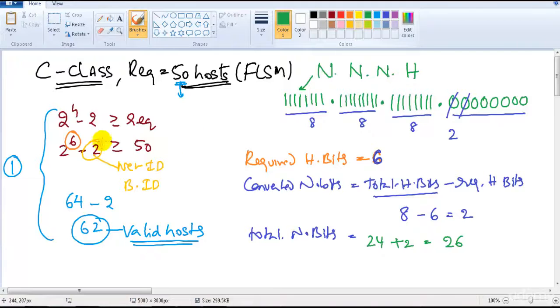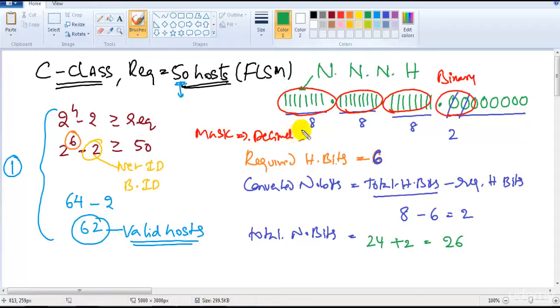Once we figure out how many host bits we require, and how many network bits and host bits, we need to find the subnet mask. This is your subnet mask, but it is in binary format. We write the subnet mask in decimal format, right? If you add 8 bits, it will be 255, another 8 bits 255, another 8 bits 255, and then if you add 2 bits, that is 128 plus 64, it becomes 192. So the subnet mask will be 255.255.255.192.